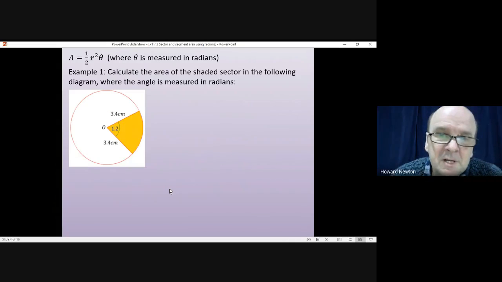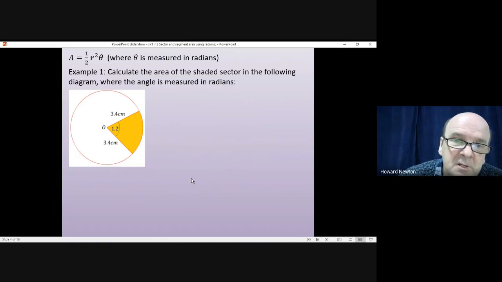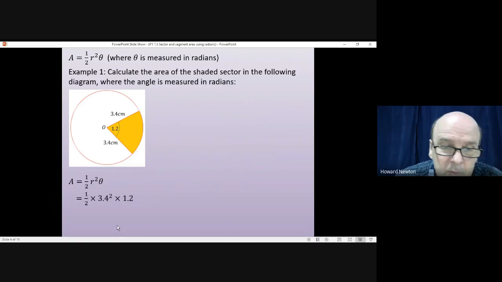Okay, let's have a look at an example using this. Calculate the area of the shaded sector in the following diagram, where the angle is measured in radians. I'll let you have a go at this, pause the video, come back to me again when you're ready. Okay, let's have a look. Well, we're just using the formula and substituting in the values. We know what r is, we know what theta is, so we can put both of those things into the formula, which gives us a half 3.4 squared times by 1.2, and that gives us 6.936 centimeters squared.